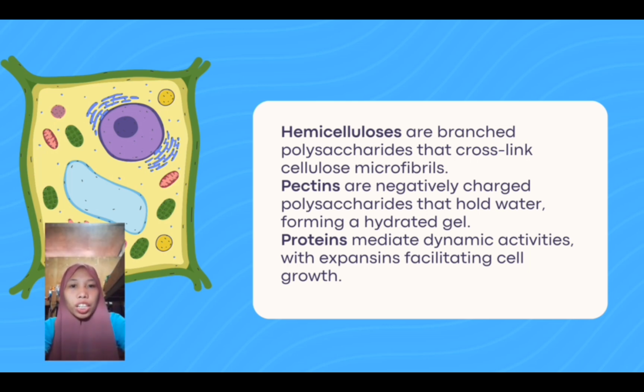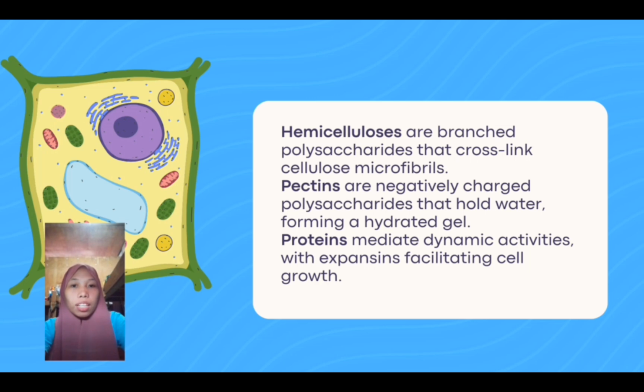Pectins are negatively charged polysaccharides that hold water, forming a hydrated gel. So, ang pectins is isa siyang negative charge polysaccharides na kayang mag-hold ng water kaya sila ay nagpo-form ng isang hydrated gel. So, this gel-like property na nagbibigay ng elasticity sa cell wall. So, making the cell wall adaptable sa pressure changes. So, ito ang dahilan kung bakit ang cells ay hindi basta-basta natutuyo.